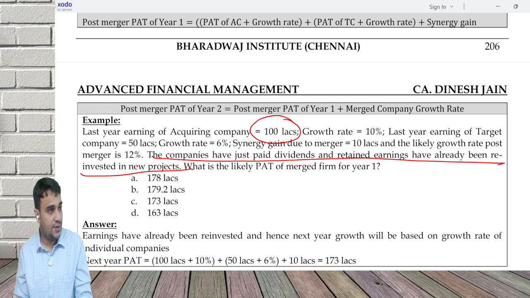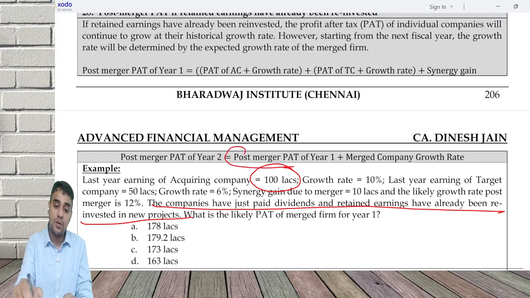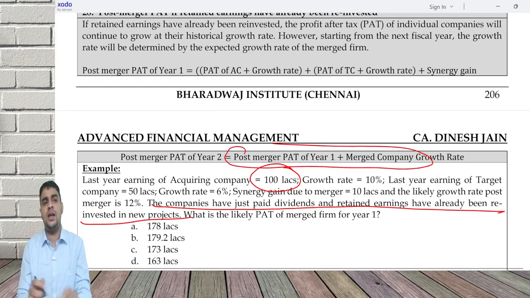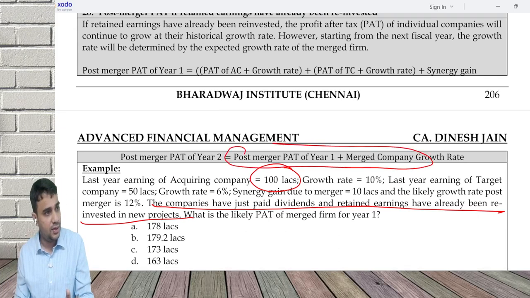Already reinvestment is done. So 100 will grow at 10%. 50 will grow at 6%, and an extra 10 lakh will come because of synergy gain. Where will this have an impact? This will have an impact because you'll be doing Gordon's model of valuation. Second year onwards, whatever you made in the first year, add the growth rate.